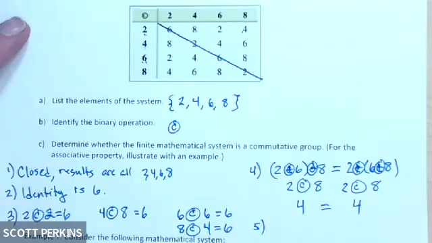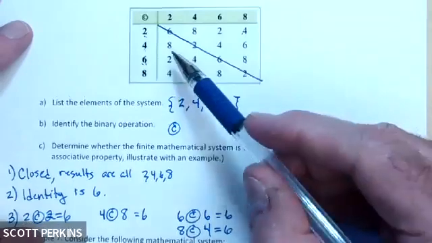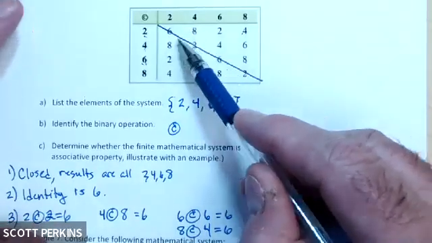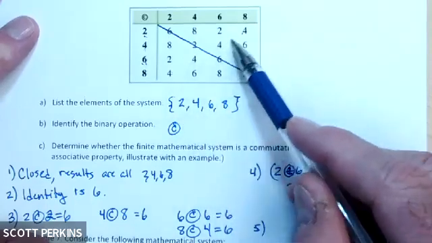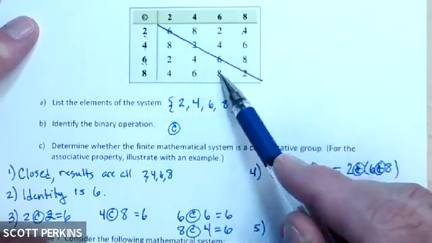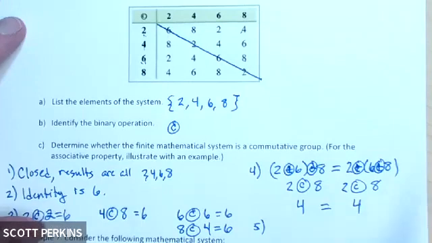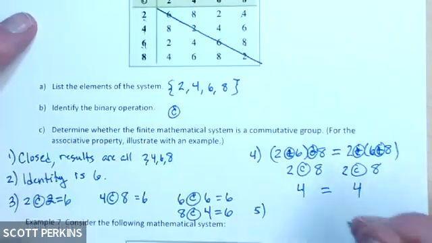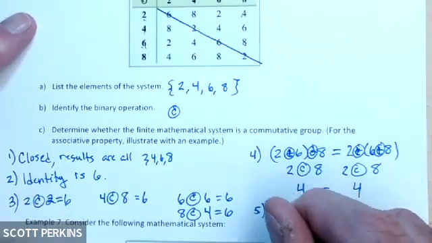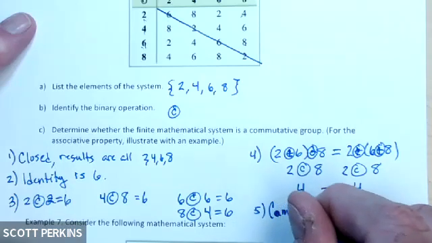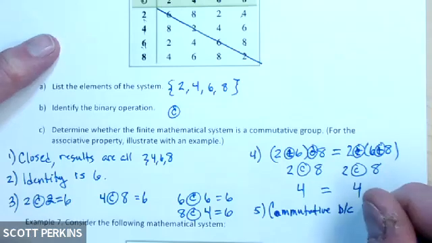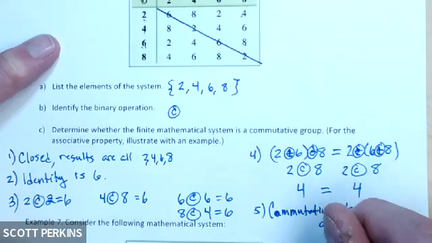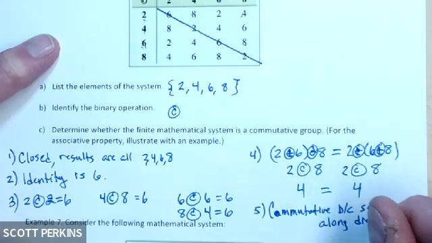Okay, so I've drawn my diagonal. Looking above and below the diagonal, I have 8s, 2s, 4s here and 4s here, 6s and 8s. It looks like I have the same exact thing above and below the diagonal. So this is commutative. Keep spelling commutative wrong. And it's commutative because it's the same along the diagonal, as we've said before.